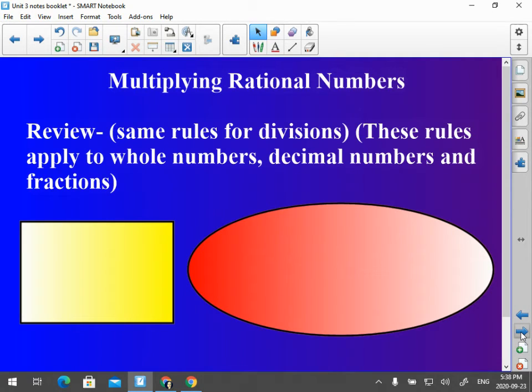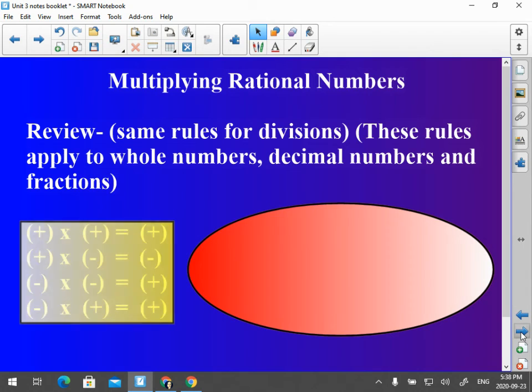So the other thing we need to review, because we're not just working with fractions anymore, we're working with rational numbers. And rational numbers also use positive and negative numbers. They are integers as well. So it's very important that you remember the rules for multiplying and know that they are the same for division and how they're going to work.